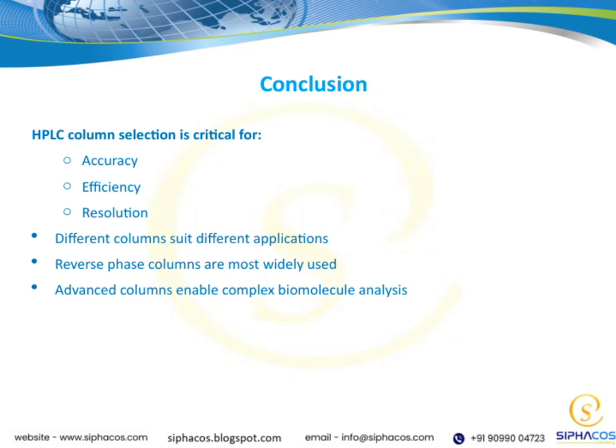The most commonly used columns are reverse phase columns, and for good reason. They offer versatility and broad applicability across many samples. But as technology advances, we now have access to specialized columns that enable us to analyze complex biomolecules more effectively. Overall, understanding these differences helps us optimize our chromatography methods and ensures we get reliable, precise data every time.